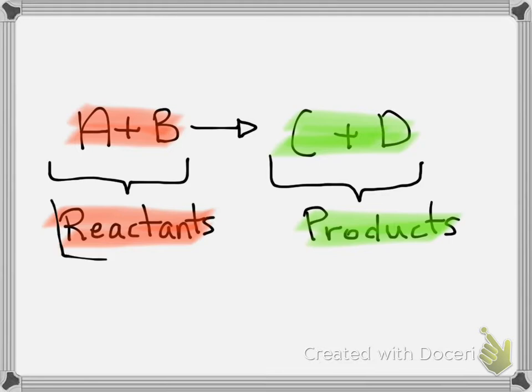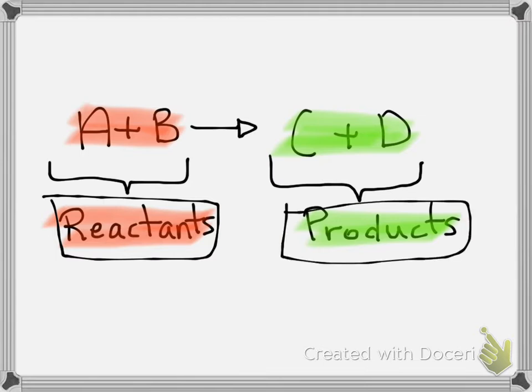Basically, the left side of your equation is going to be known as the reactants. The right side of your equation is going to be known as the products. So A and B here are terms just to represent substances. These are the ones that you're going to mix together. They're the ones that actually react, so we call them the reactants.